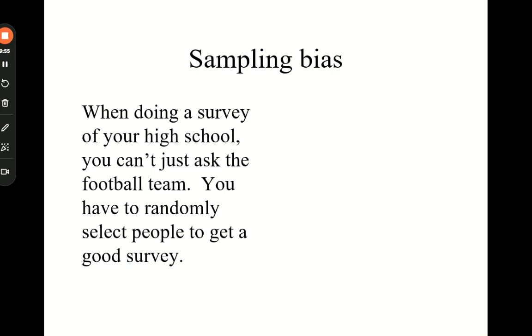All right, so I mentioned sampling bias earlier. It needs to be a random sample. You can't just go to your friends in the band hall. You got to ask all kinds of people. You got to put everybody's name in a hat in the entire school and randomly select their names. You can't just go up to your friends. Okay? You can't just go ask the football team. You need to ask everybody, or at least a random selection of everybody.